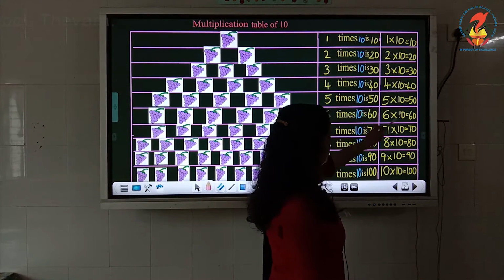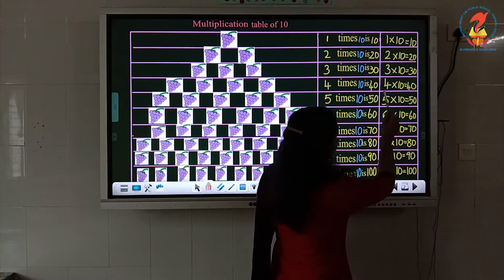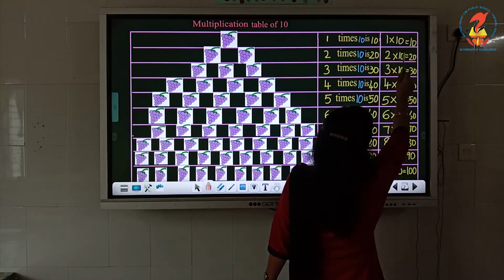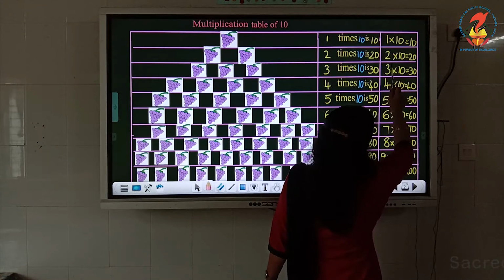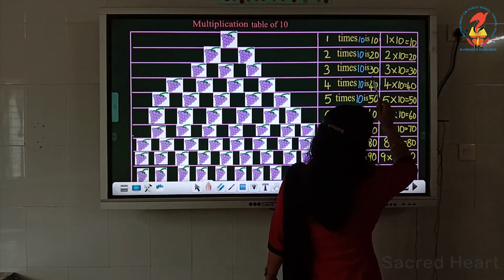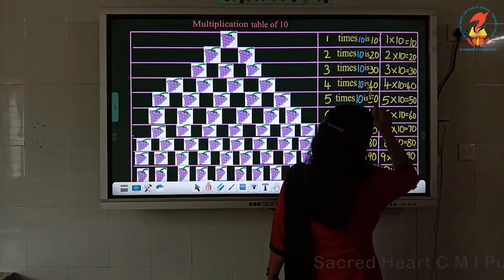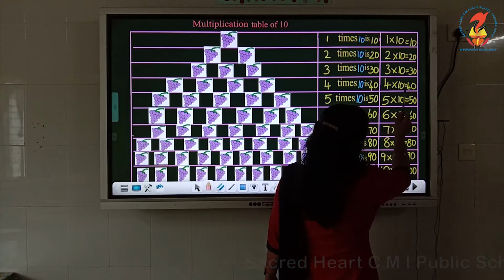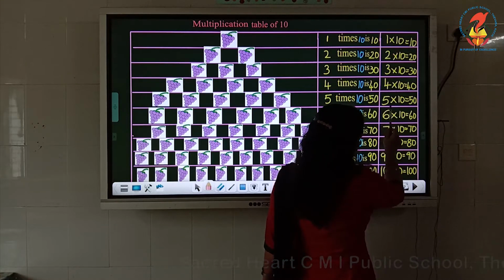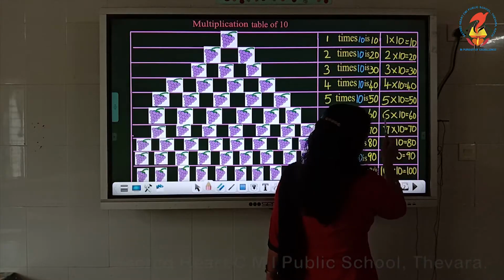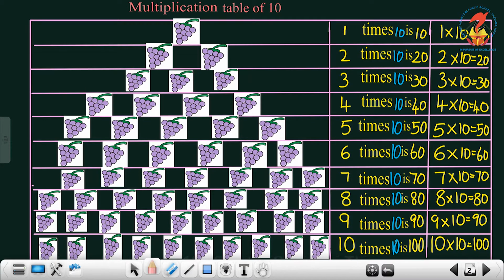This is the multiplication table of 10. Let's read the multiplication table of 10. 1 times 10 is equal to 10. 2 times 10 is equal to 20. 3 times 10 is equal to 30. 4 times 10 is equal to 40. 5 times 10 is equal to 50. 6 times 10 is equal to 60. 7 times 10 is equal to 70. 8 times 10 is equal to 80. 9 times 10 is equal to 90. 10 times 10 is equal to 100.